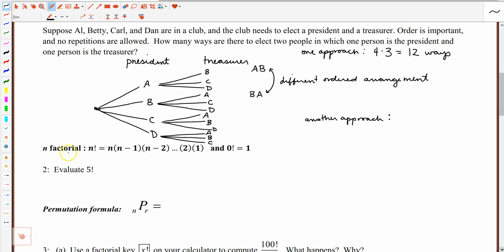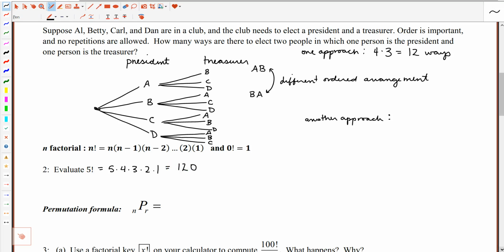So n factorial, which is symbolized with n with an exclamation point after that, represents the multiplication of the number you're seeing right here, and then you're going to count down all the way to 1. And then we define 0 factorial to be equal to 1. So let's illustrate this with an example. Let's evaluate 5 factorial. So 5 factorial is going to be equal to 5 times 4 times 3 times 2 times 1. You go plop all that in your calculator. 5 factorial is 120.